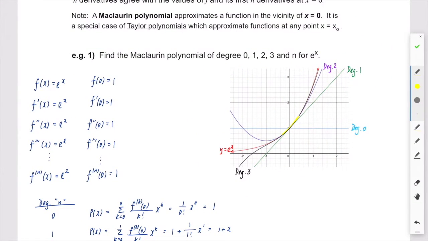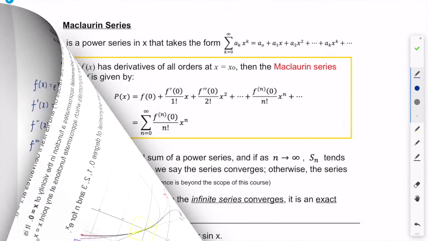And again, it's very important to emphasize that because this is a local approximation, we're really just focusing on the area very close to x equals 0, okay? Anywhere outside of that region, we know that these polynomial functions will not be a good approximation to the function y equals e to the power of x.